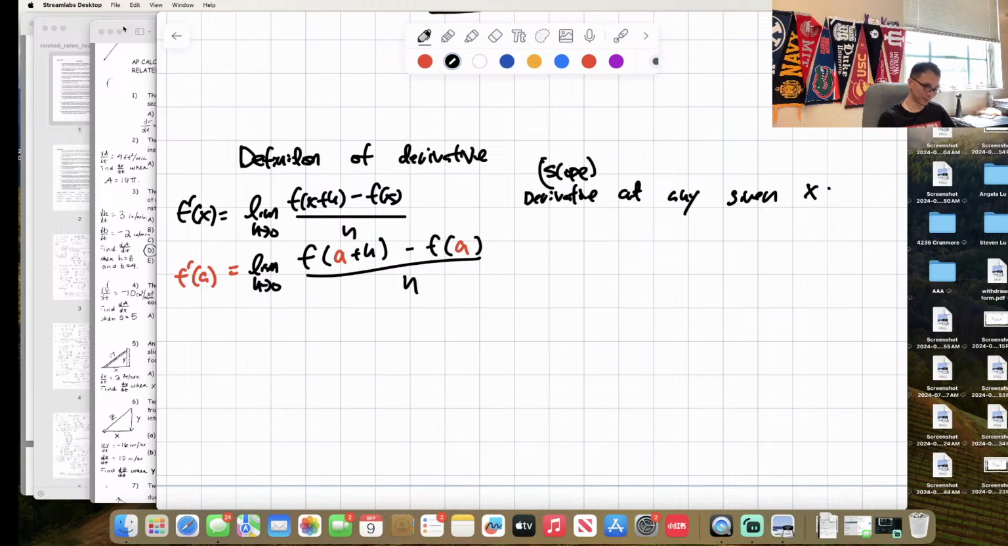Now the bottom one is a derivative at x equal to a. So that means whatever the constant is. So if I take a derivative at the constant 2, then I'm going to plug in 2. So this is a more specific x value. The other one could be anywhere, which is nice.